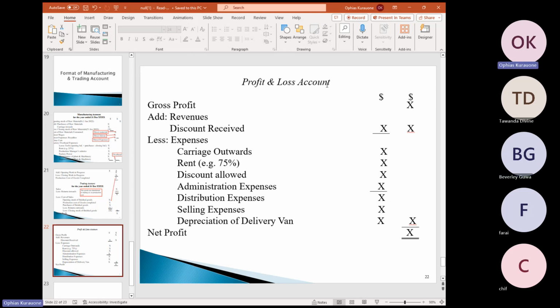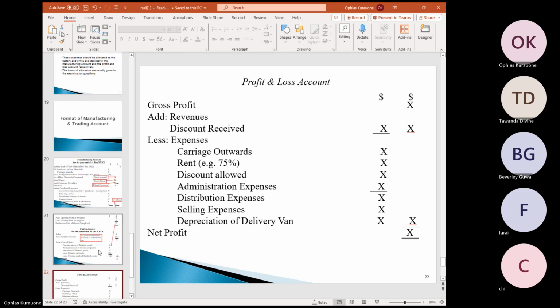Then the profit and loss account: gross profit here, add revenues, discount received, less expenses, carriage outwards, discount allowed, administration expenses, distribution expenses, selling expenses, depreciation of motor vehicles. Then you get a net profit.